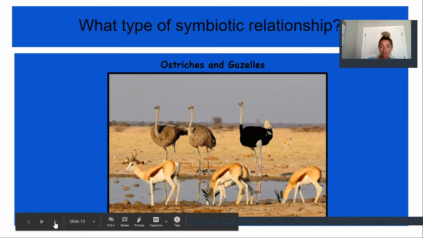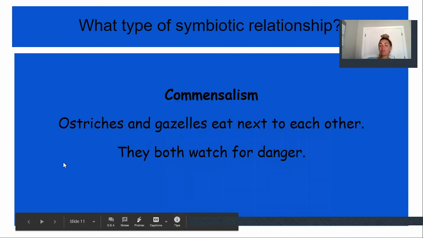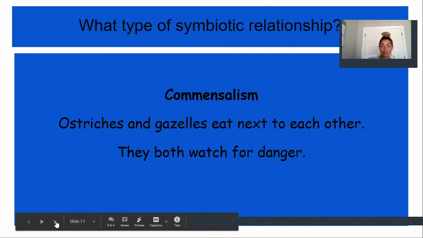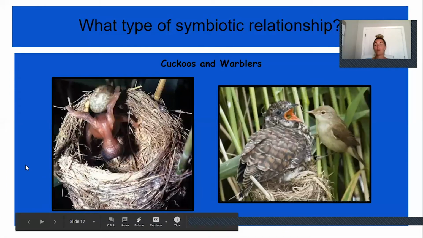Actually, we are going to review. So it's commensalism. I was going to skip these ones, but we're not. We'll just talk about it. So ostriches and gazelles eat next to each other, but they both watch out for danger. So they would both warn each other if danger comes. So they benefit each other. So it's a commensalism.